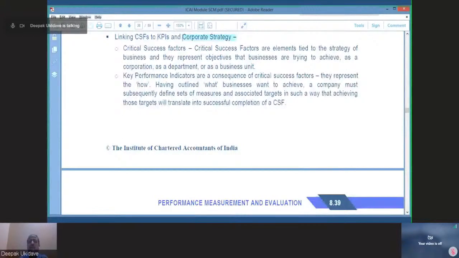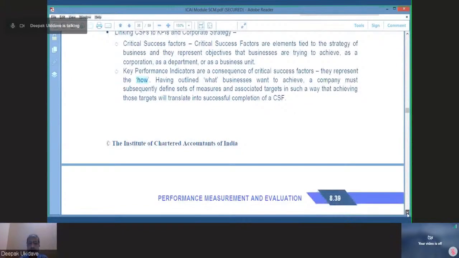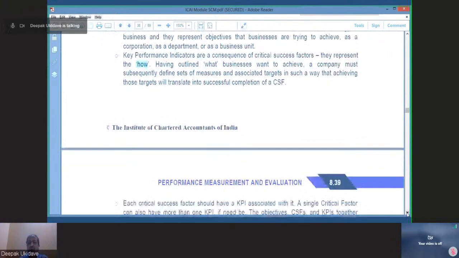Within the broad framework of corporate strategy, we have aligned CSF and KPIs for the successful operation or running of business. So this is highlighted over here also, what and how. Key performance indicators are how, and CSF is what. Very important. We are just highlighting, so these words never go out of your mind.